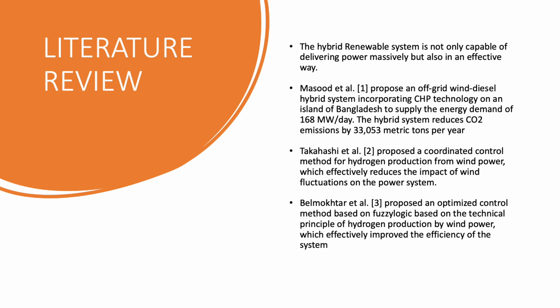Takashish et al. proposed a coordinated control method for hydrogen production from wind power, which effectively reduces the impact of the wind fluctuation on the power system. And Bellemakta et al. proposed an optimized control method based on the technological principle of hydrogen production by wind power, which effectively improved the efficiency of this system.